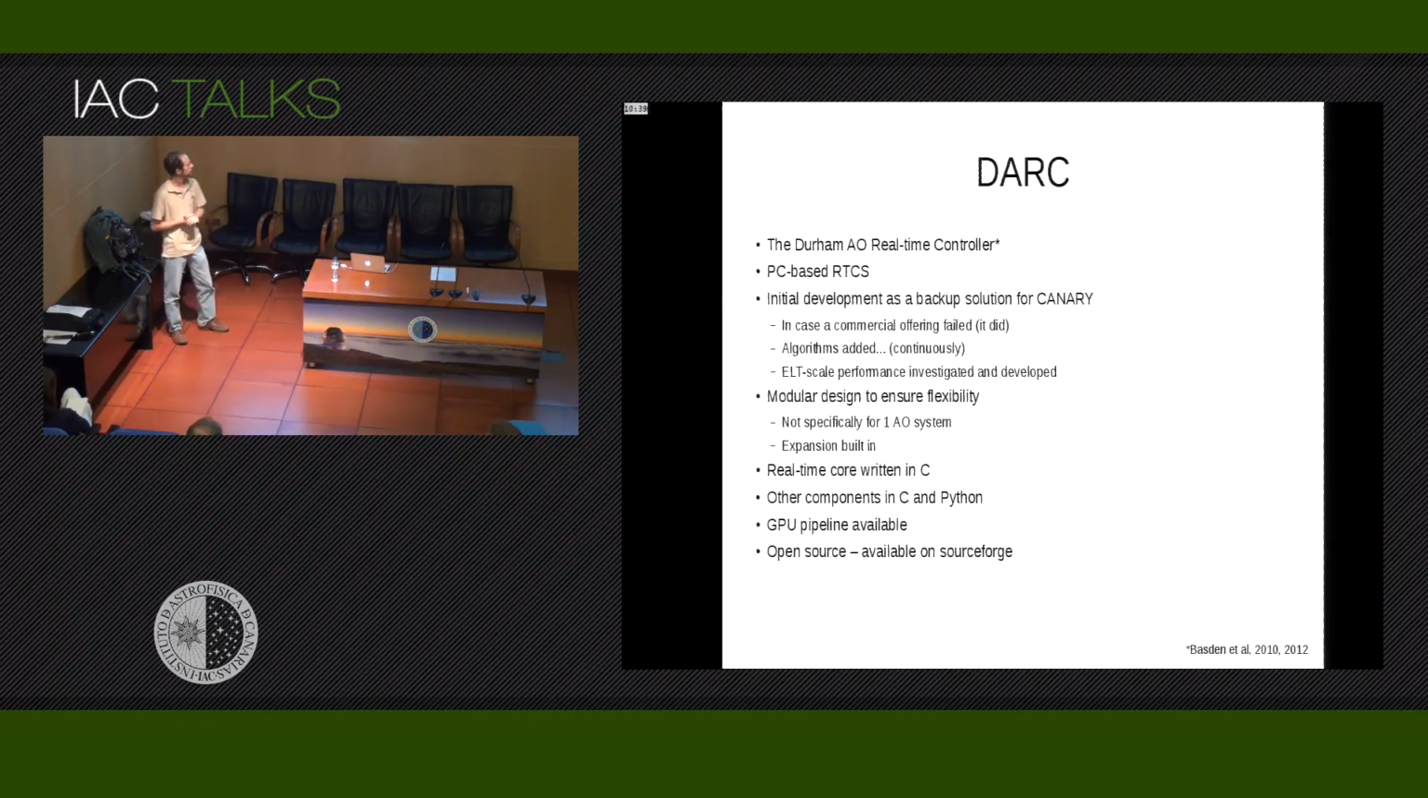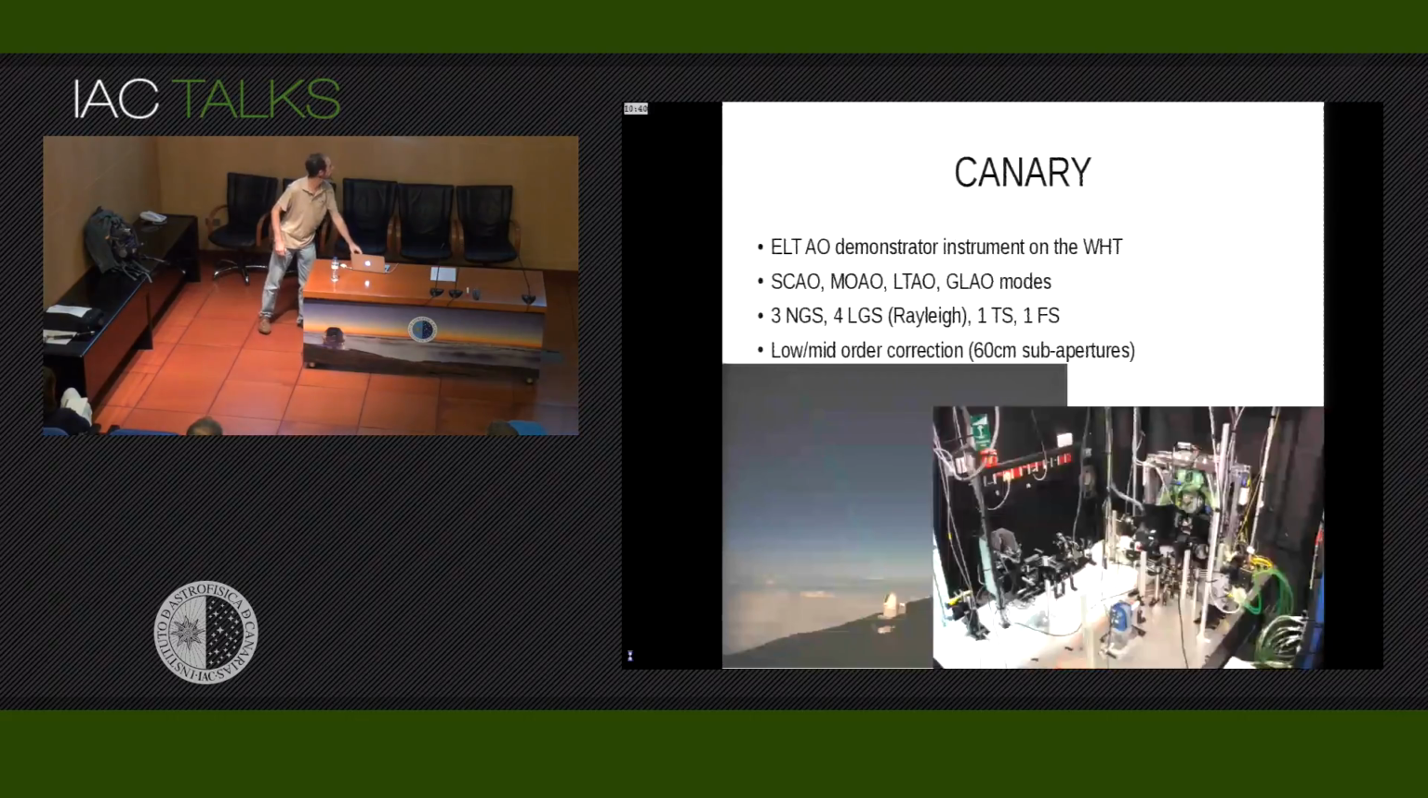ELT-scale performance has been investigated and developed. We have a system that is now suitable for ELT-scale problems. It has a modular design, so it's not specifically for one AO system. It works with CANARY, but it will work with any other system that you want to use it for. It's got expansion built in. So the real-time core, which I'll cover in a bit, is written in C. Other components are mostly C and Python, though it's modular, so you can develop in whatever language you like. There's a GPU pipeline available, and it's open source, so you can go and download this software from SourceForge.